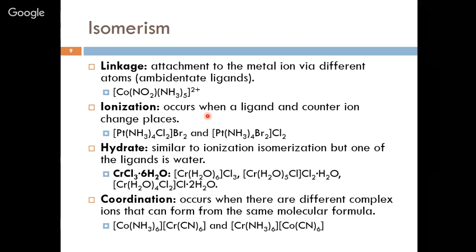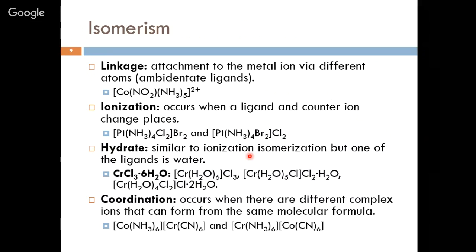Ionization isomers happen when the ligand and the counter ion change places. So in the two complexes here, initially the chlorides are attached to the platinum. They're inside the bracket, so they're inner sphere, and the bromides are the counter ions. The ionization isomer has the bromides as the inner sphere ligands, so they're attached to the platinum, and the chlorides as the outer sphere or counter ions.